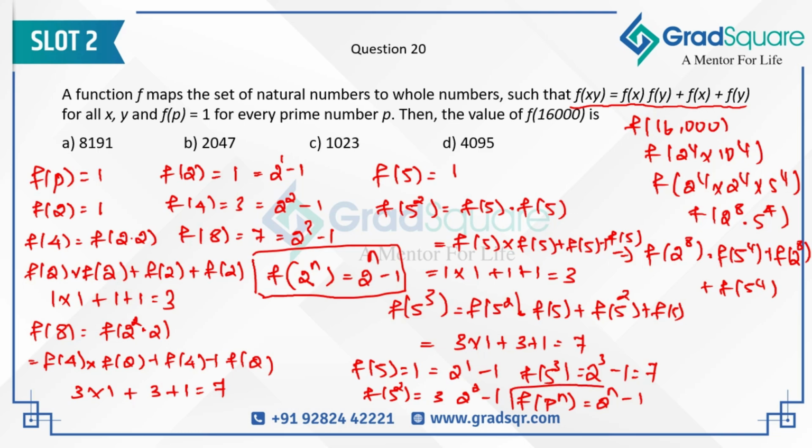So we have generalized the second part also. So then I can straight away apply this in the final equation. F of 2 power 8 is 2 power 8 minus 1, which is going to be 255. And f of 5 power 4 is 2 power 4 minus 1, which is 15. So 15 plus 255 plus 15 is going to give me 4095 as the answer for this question, option D.